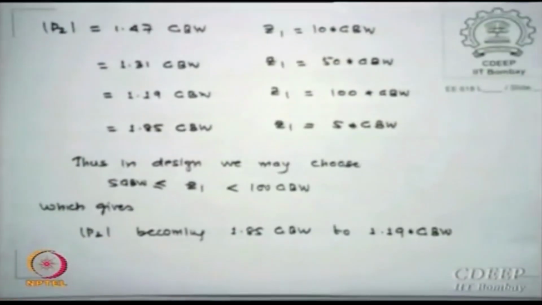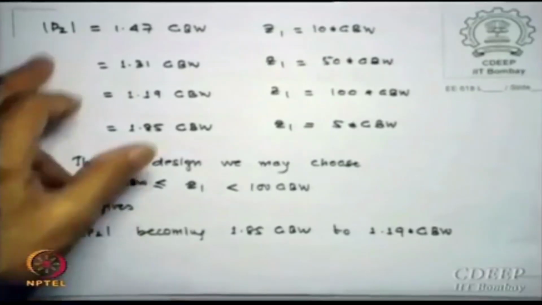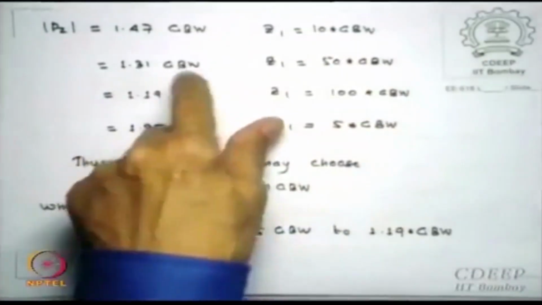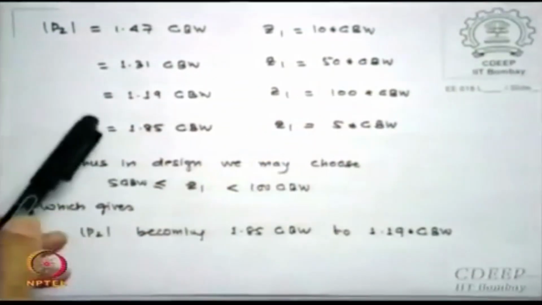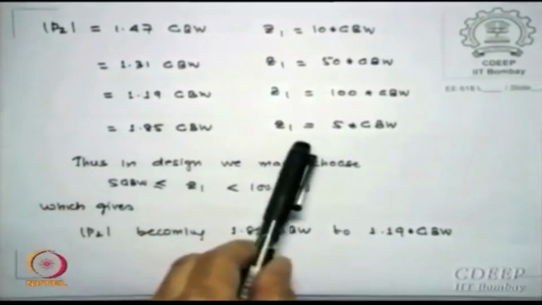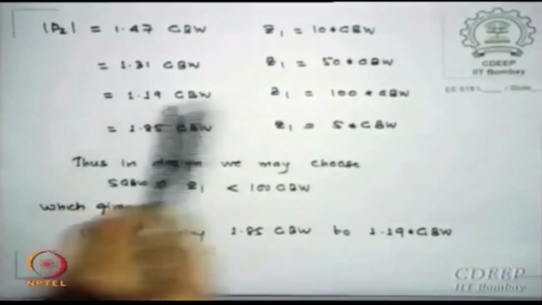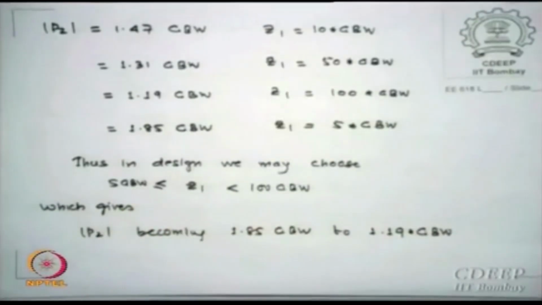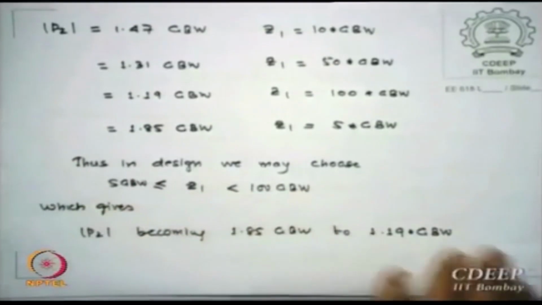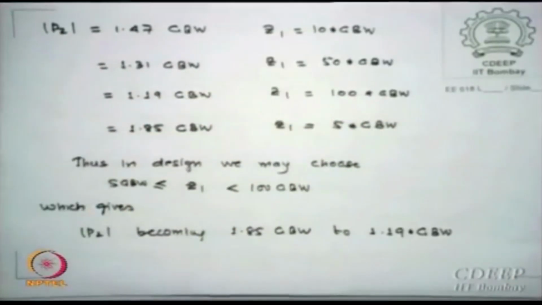I did this calculation for you, since I had a calculator. The P2 will be 1.47 GB if I use 10 times, 1.31 gain bandwidth if it is 50, 1.85 if it is 5 times, and 1.19 times GB if it is 100 times the gain bandwidth. The tan inverse of Z by W changes, so I subtract, again figure out the tan of that, and then I get these values. So you can see Z can be between 100 this and this. So pole can vary. Why am I interested in pole 2?